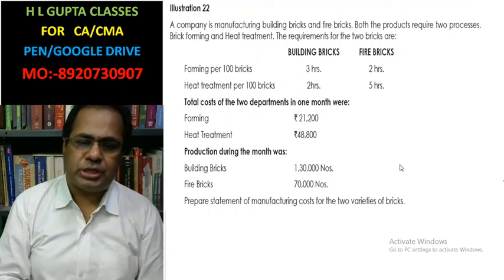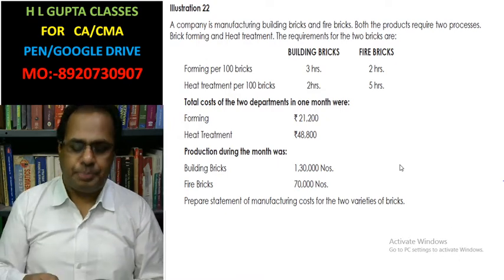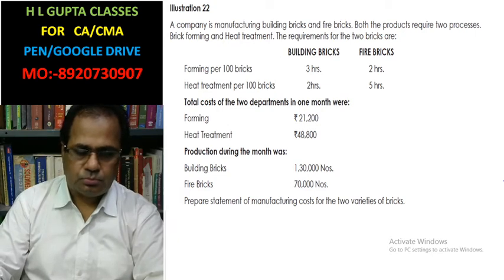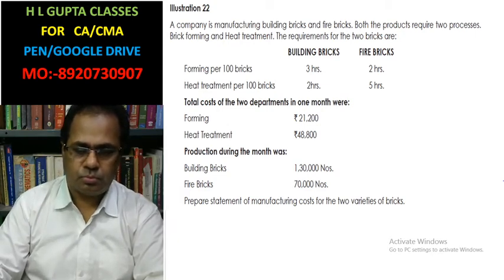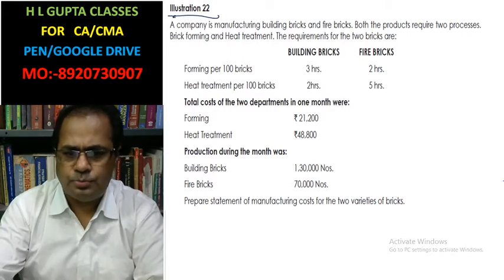Hello friends, I am going to discuss illustration number 22 of contract costing, CMA Inter. Please read the question here. Look at illustration number 22.